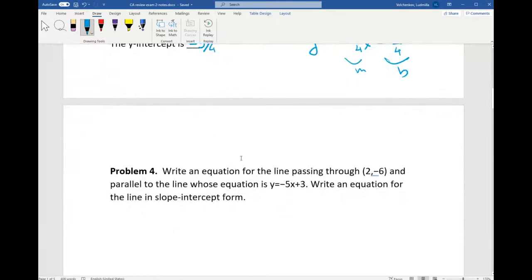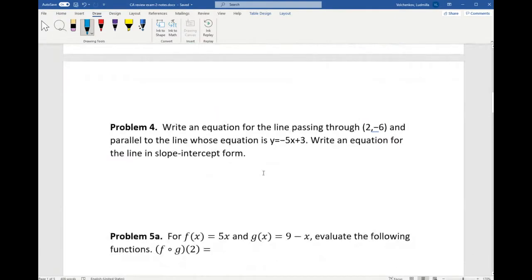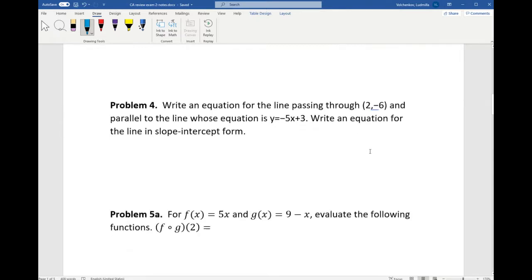Write an equation for the line passing through (2, -6) and parallel to the line whose equation is y equals -5x plus 3. Write an equation for the line in slope-intercept form. Okay.